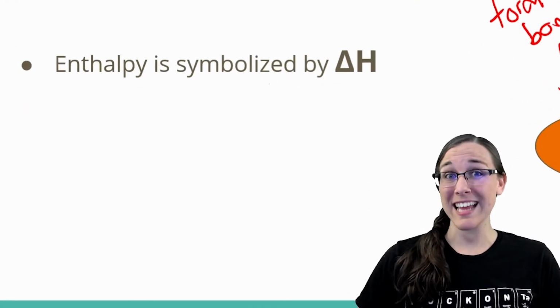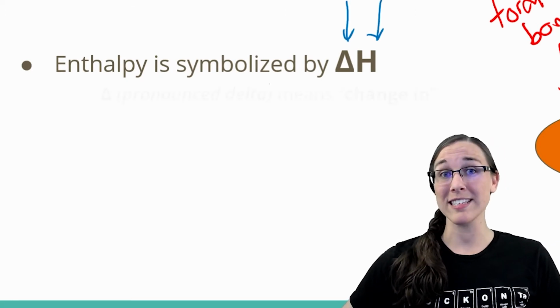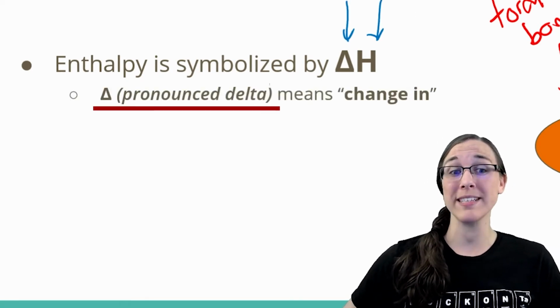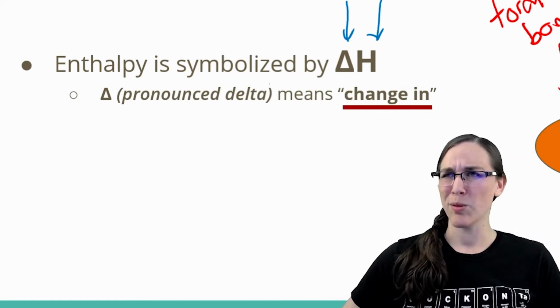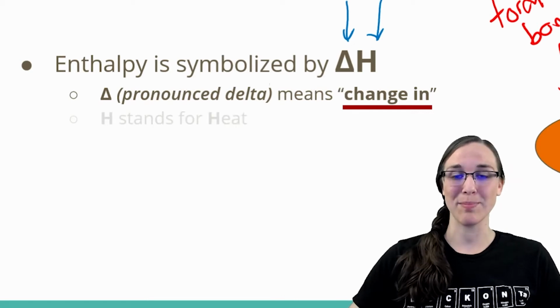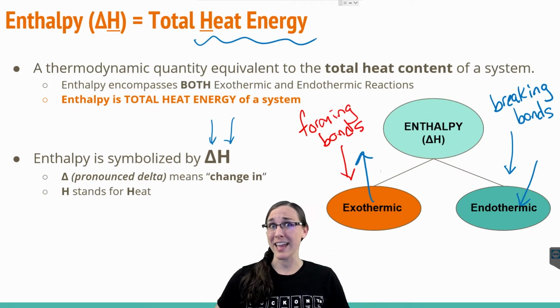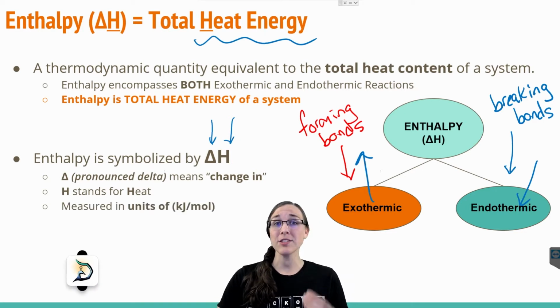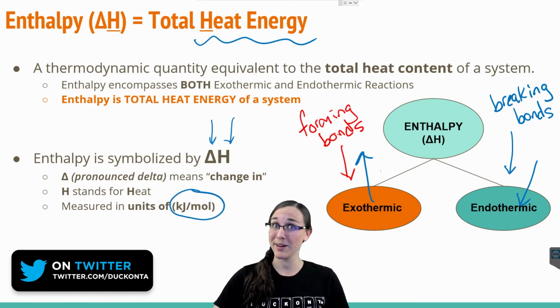We represent enthalpy by drawing a triangle and an H. That triangle is literally called delta, so we say delta H, and delta just means change in. Well, what does the H stand for? The H happens to stand for heat energy. So we're literally saying delta H, or enthalpy, is just the change in heat energy. We measure this change in heat energy in units of kilojoules per mole. That's very important to note.